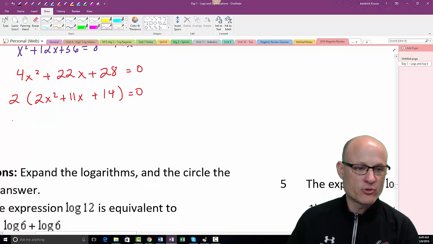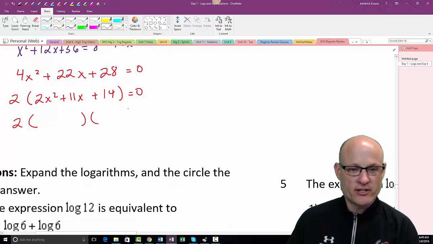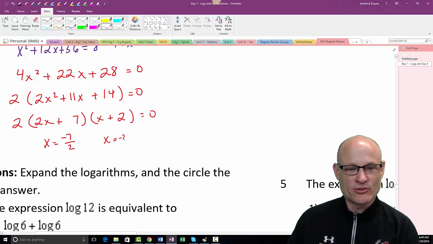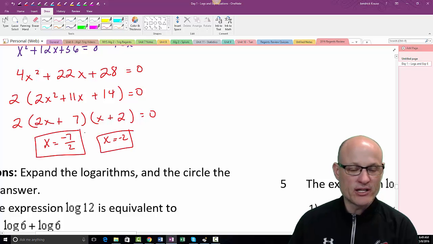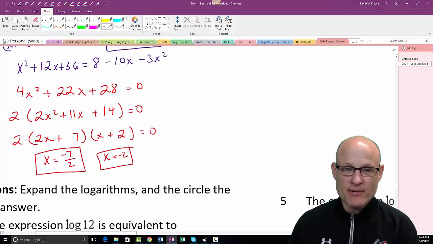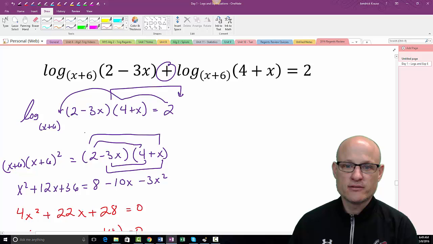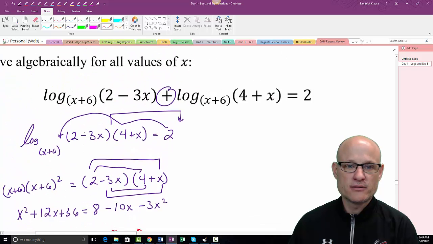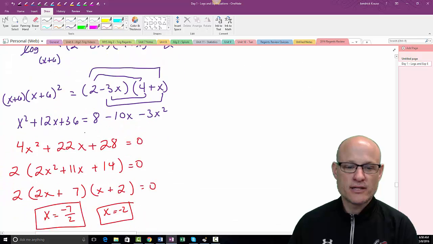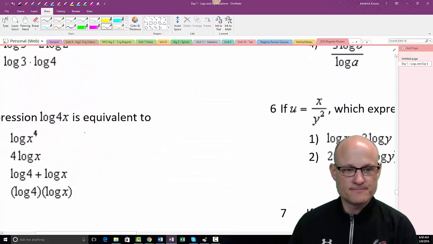Yes, I know. Nothing multiplies to 14 that adds up to 11. I'm not going to cheat on this one because it's easy factoring. This is just 2x and plus x and plus 7 and 2. So my two answers are x equals negative 7 over 2 and x equals negative 2. This was actually a much easier question than the last one. If you check these, and I'm not going to take the time to check them, I think they both work. So they both work.